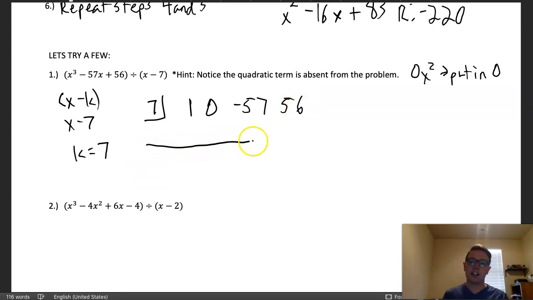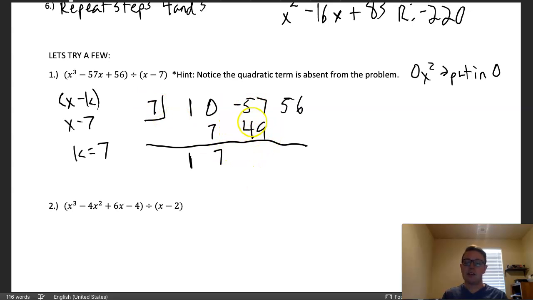We're going to draw our line and bring down our first coefficient. So we'll have 1 comes down here. We're going to multiply that by our number in the box, or k, so 7 times 1 is going to be 7. Add 0 and 7 together to get 7. We're going to multiply those two together, so 7 times 7 will give us 49.